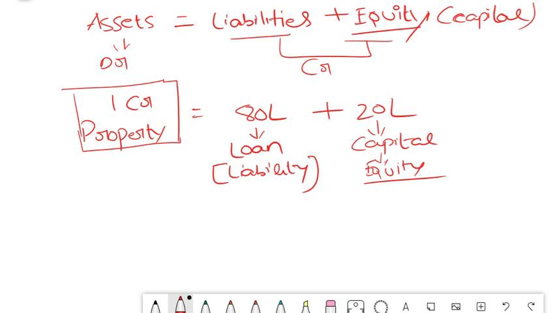So both of them together now make 1 crore. And the property is your asset. So assets is equal to liabilities plus equity. Isn't it matching? I have a property of 1 crore. I have a liability of 80 lakhs and at the same time I have a capital of 20 lakhs. So 1 crore is matching with your 1 crore. So this is basically the meaning of this formula: assets is equal to liabilities plus equity.